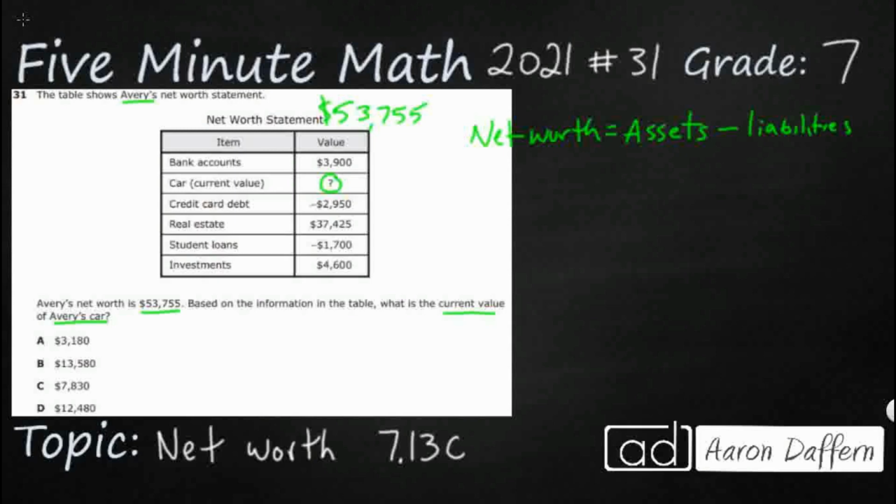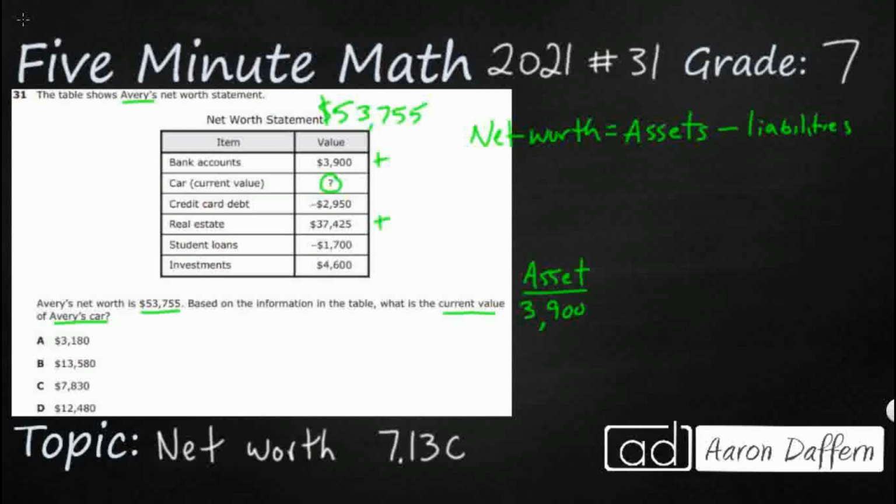We're assuming it's an asset here. Could be a negative if it's a liability. But let's just see what we have so far. We have bank accounts. That's positive. So I'm going to label that over here as my asset. So I've got a positive $3,900 in my bank account, so I could cash that out if I needed to.